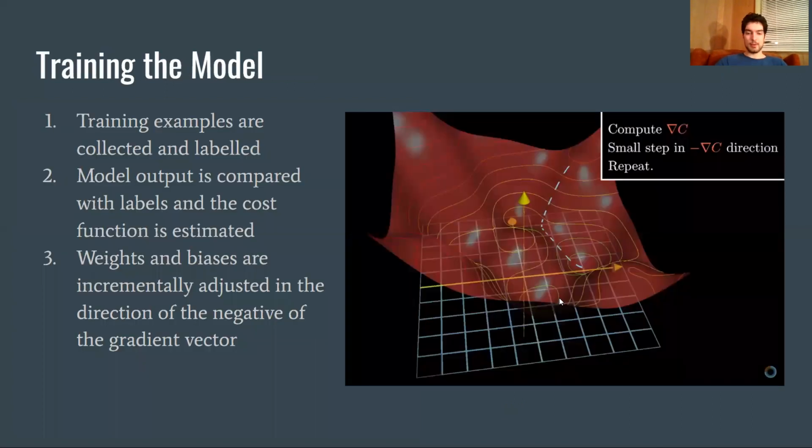Okay, so how would you actually go about developing one of these models from scratch? So the first thing you need is to collect a lot of training data and to label it. So if we're going to continue with the handwritten digit example, this would be thousands of pictures of handwritten digits marked with the actual number that they represent.